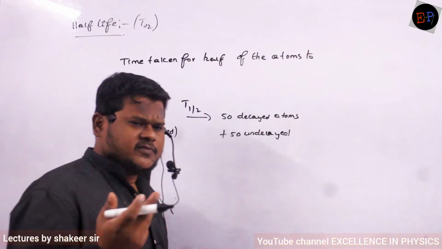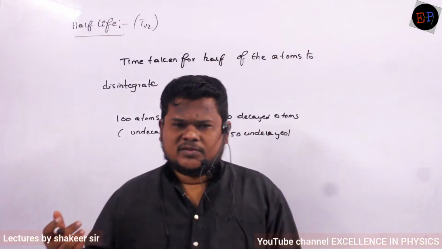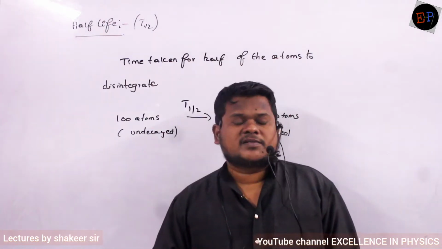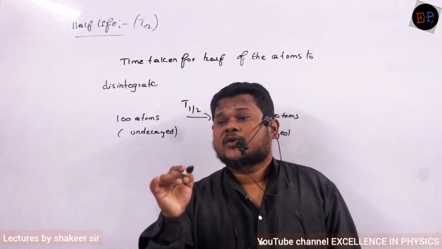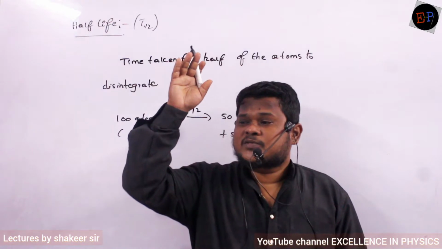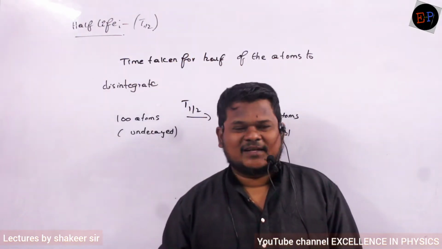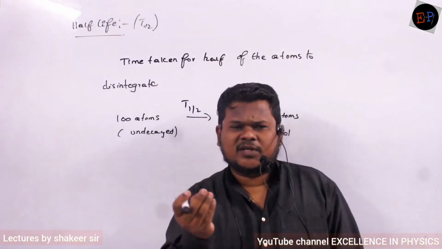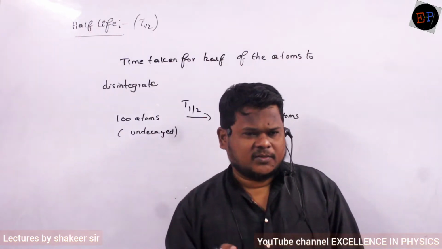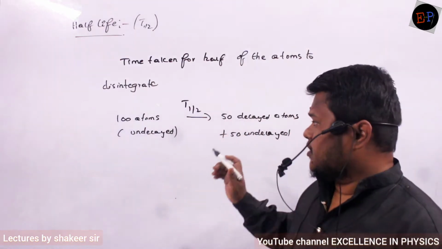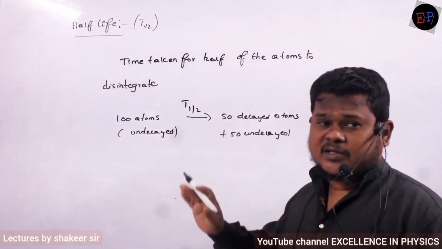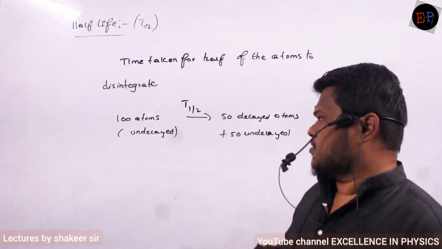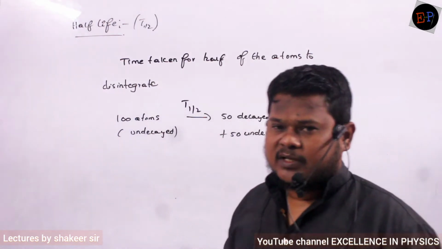And half-life varies from material to material. For some elements, half-life may be some thousands of years also. For example, if you take carbon-14, half-life is nearly 5,640 years. And for some other isotopes, it is only 16 or 17 minutes. So what is meant by half-life? Time taken for 50% of the atoms to disintegrate, and remaining should be how much? Remaining should be 50%. So that time is called half-life.